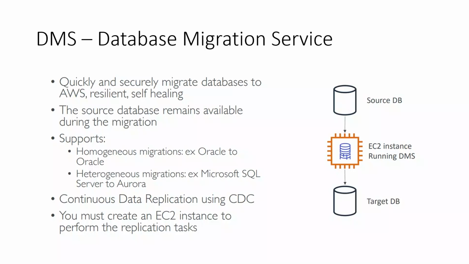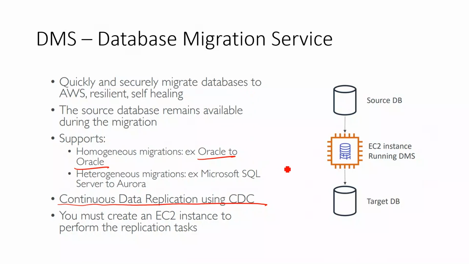It supports homogeneous migrations, for example, Oracle to Oracle. It means that you have an Oracle database somewhere in your data center, and you can directly migrate it to RDS Oracle or something like that. Heterogeneous migrations, like you have Microsoft SQL and you are migrating to Aurora, are also possible. And you can do continuous data replication using CDC, right? And then you must create an EC2 instance to perform the replication task.